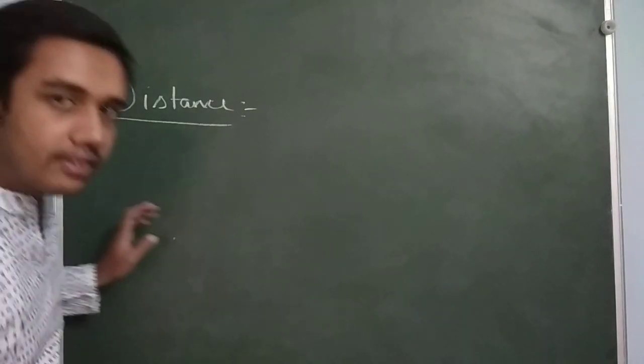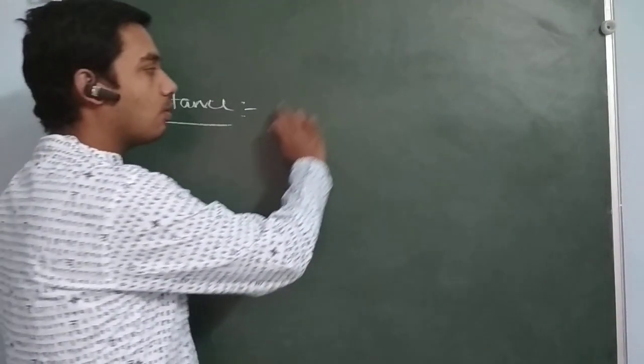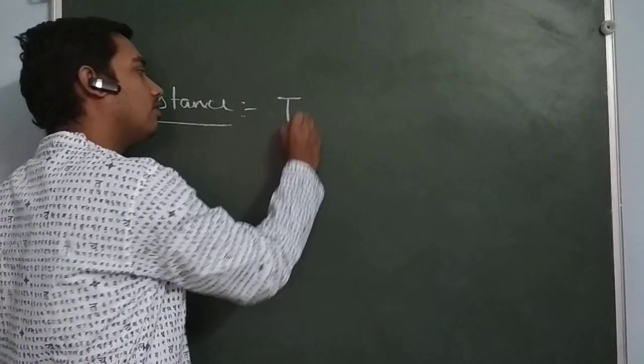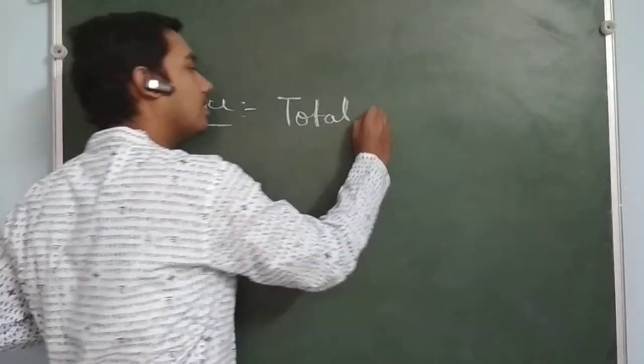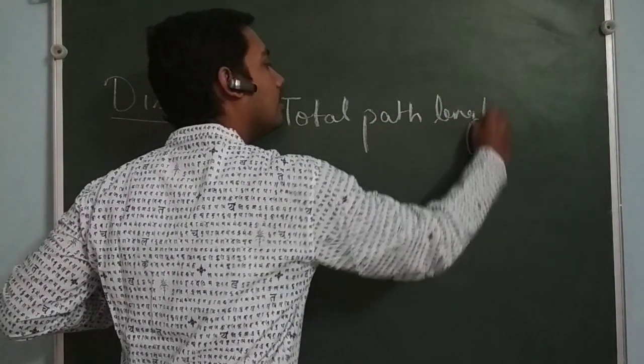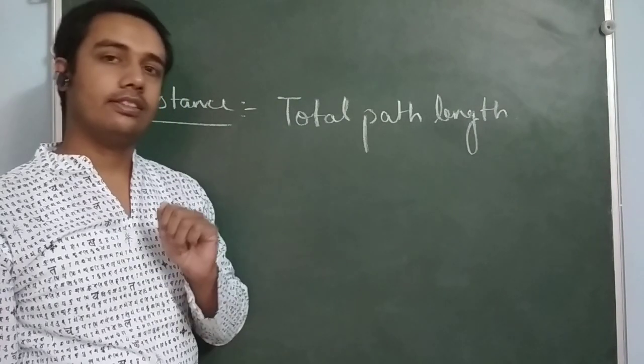So what is distance? It is nothing but the length of the total path covered by an object. Or simply you can say, total path length is called distance.